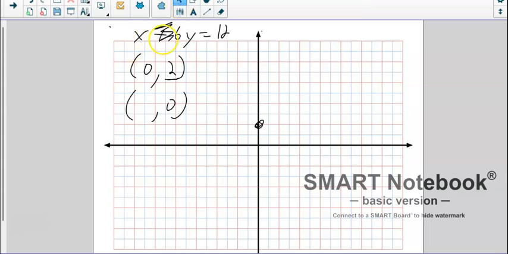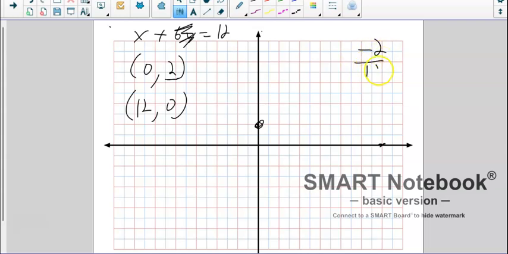Let's see if this will work this time. Oh, it did work. Good. So when I plug in a 0 for y, there's nothing to divide by. It's simply 12. So that's 1, 2, 3, 4, 5, 6, 7, 8, 9, 10, 11, 12. Which means if I go down 2, right 12, or that reduces to negative 1 over 6, which gives me another dot.